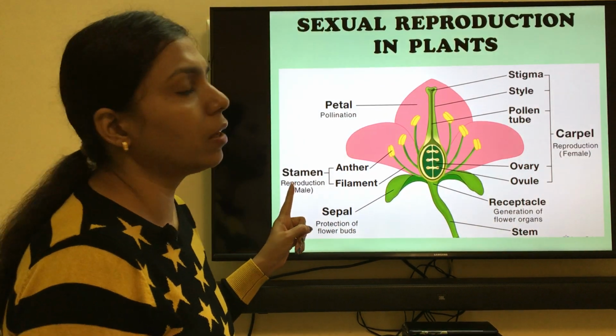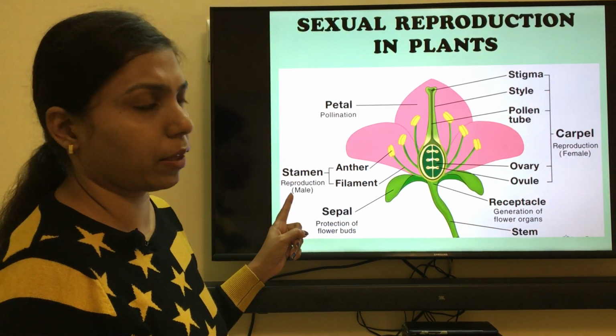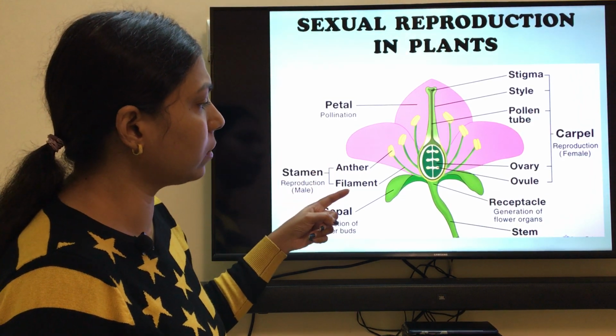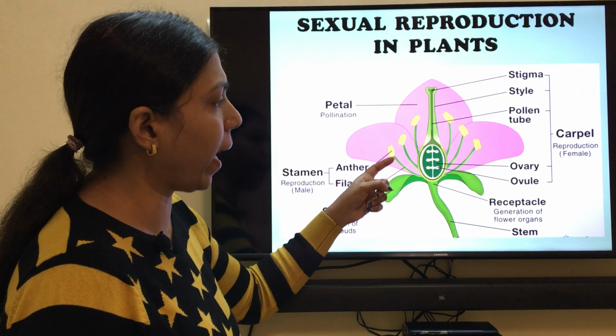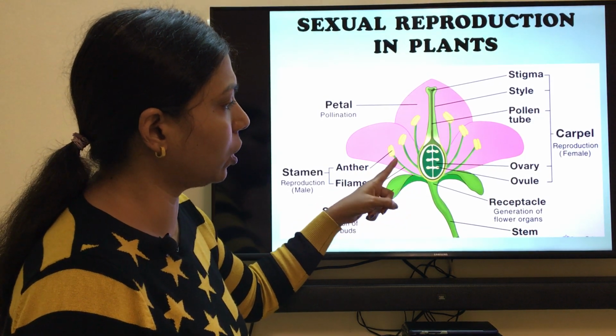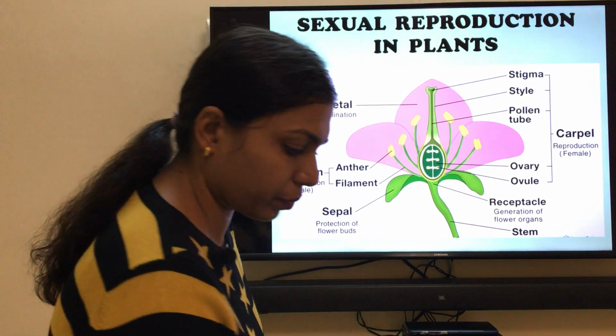The stamens are the male reproductive part of the flower, and they are made up of two parts: anthers and filaments. This bag-like structure is called the anther, and this long structure is called the filament.